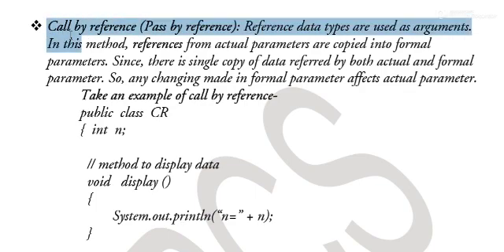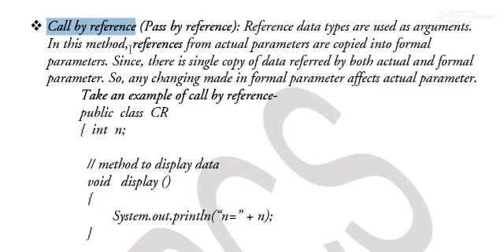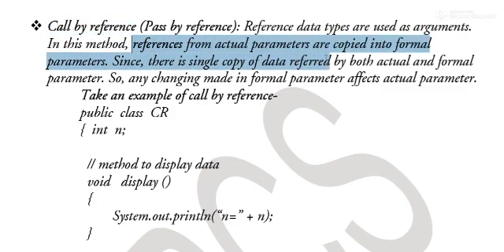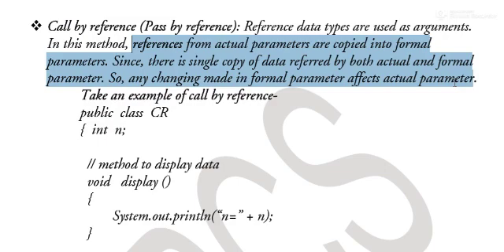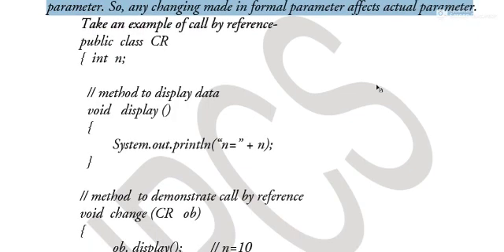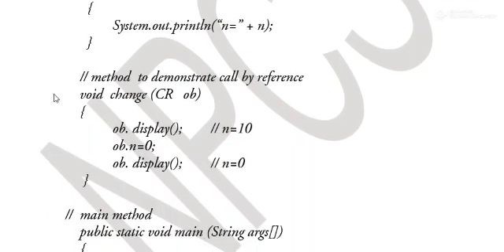But in call by reference method, where reference variable is used as parameter, references from actual parameter are copied into formal parameters. Since there is a single copy of data referred by both actual and formal parameter, any change made in formal parameter affects actual parameter. Look at this example. In this example also we made a method change, but the parameter of this method is of object type, that means reference type.